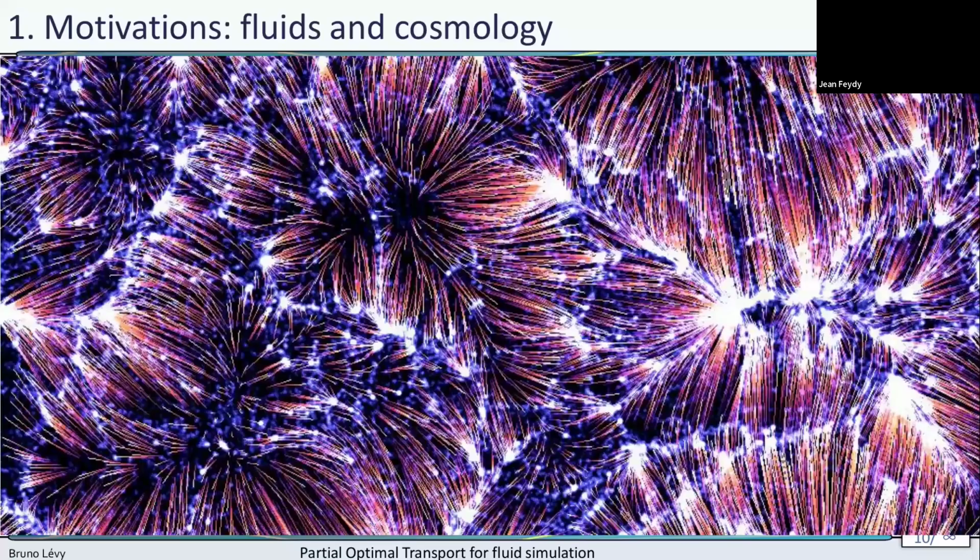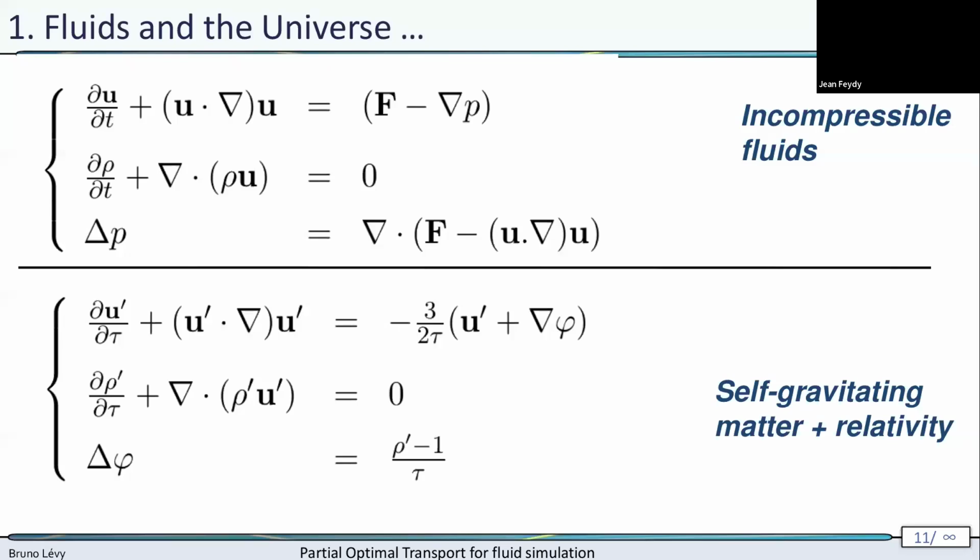So here is one of the reconstructions, a 2D example, so that we can see what happens. The bright dots correspond to galaxy clusters, and you can see the reconstructed trajectories. Okay, so what is the connection between both? The connection between both is nearly the same equation. They are very similar.